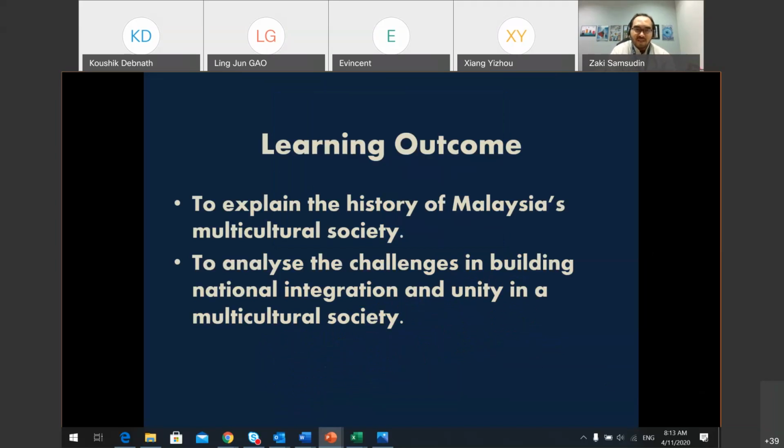Now, these are the learning outcomes for today: to explain the history of Malaysia's multicultural society and to analyze the challenges in building national integration and unity in a multicultural society. This is what we'll be doing for today.